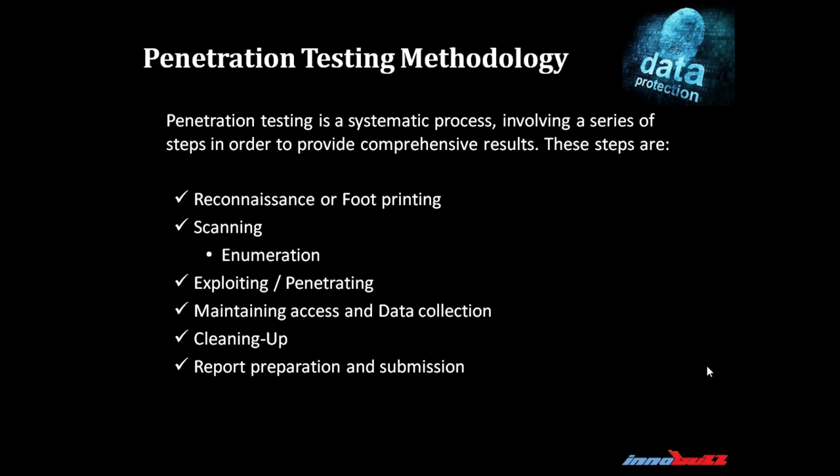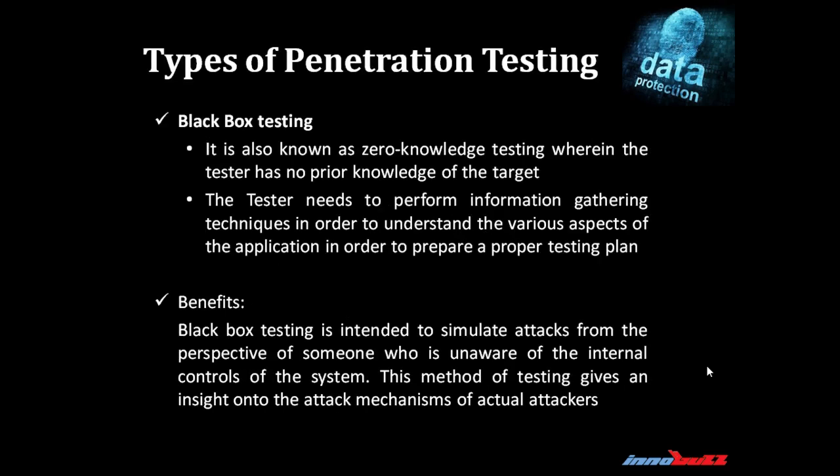Now, like all properly defined processes in information security, penetration testing does not occur in a haphazard manner. It is a systematic process involving a series of steps in order to provide comprehensive results. These steps are reconnaissance or footprinting, scanning, exploiting or penetrating, maintaining access and data collection, cleaning up, and report preparation and submission. Based on the differing environments and parameters associated with diverse systems, penetration testing can be classified into three different types. In this slide, we will look into black box testing.